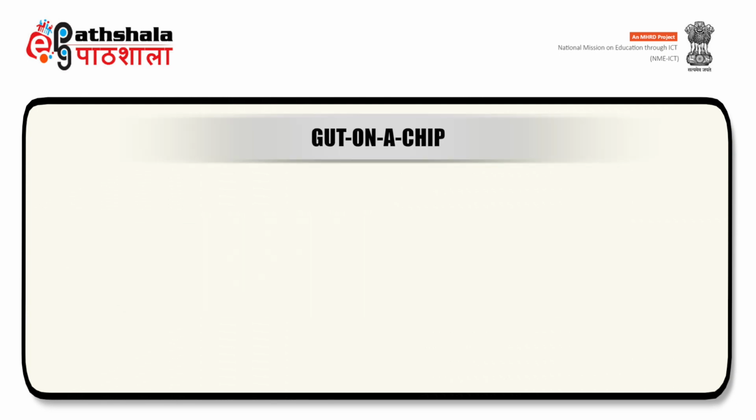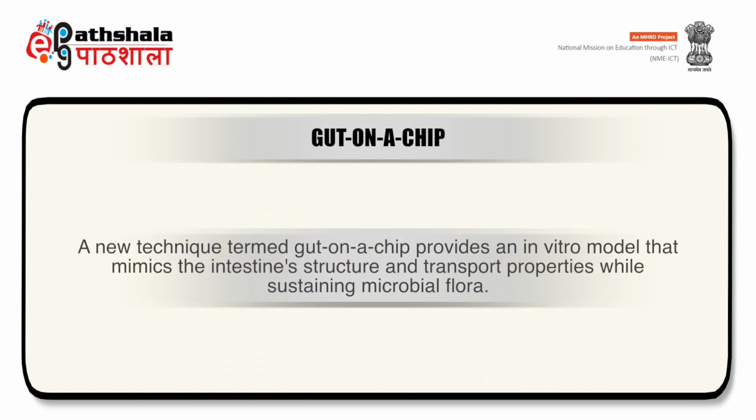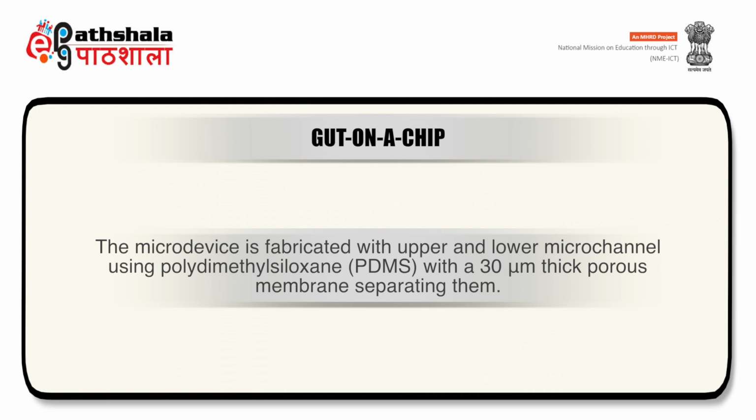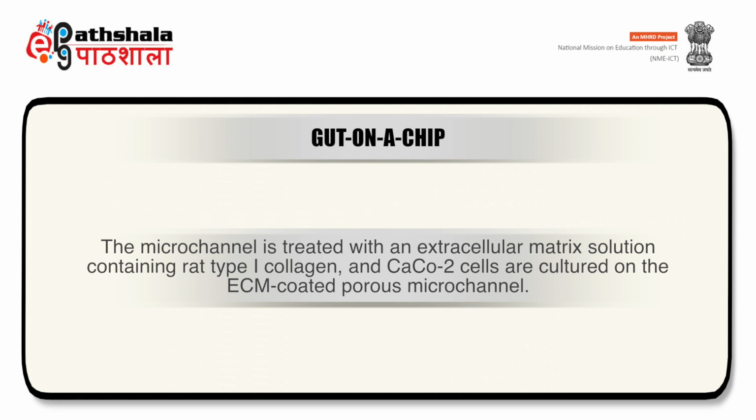Now we are talking about the last method. In this method, a new technique termed gut on a chip provides an in vitro model that mimics the intestine structure and transport properties while sustaining microbial flora. The microdevice is fabricated with upper and lower microchannels using PDMS with a 30 micrometer thick porous membrane separating them. The microchannel is treated with an extracellular matrix solution containing type 1 collagen.